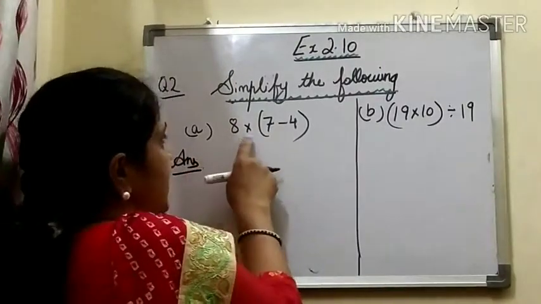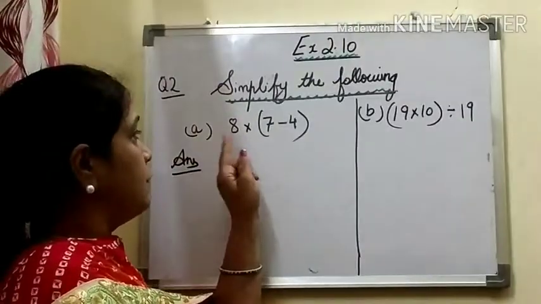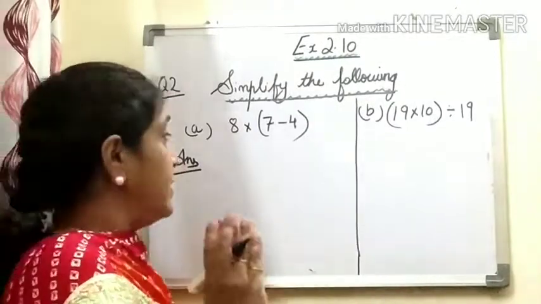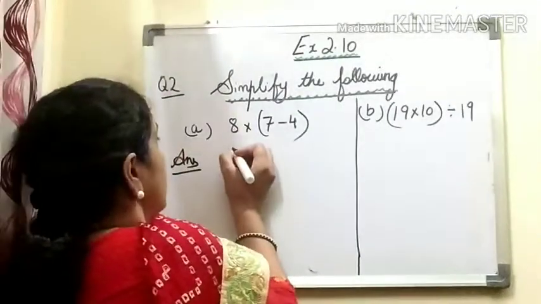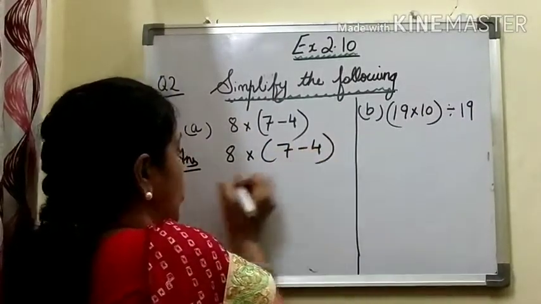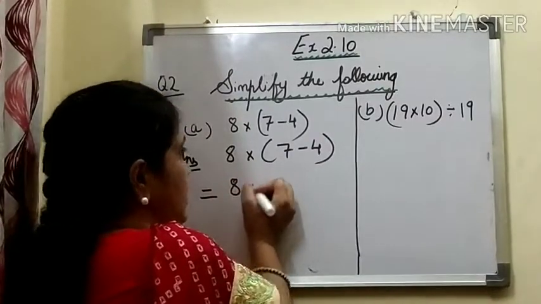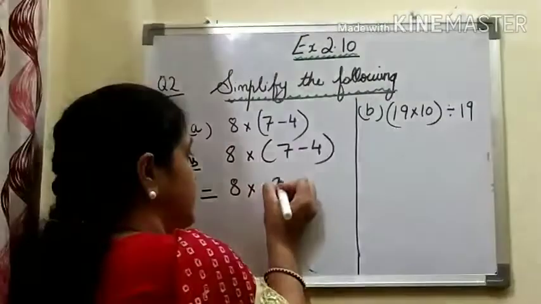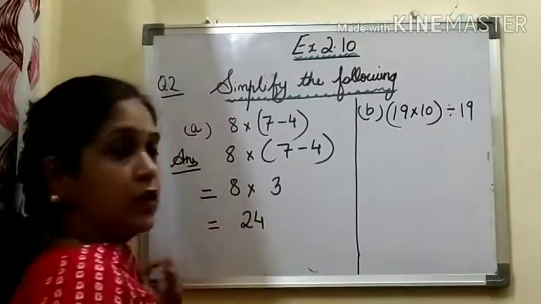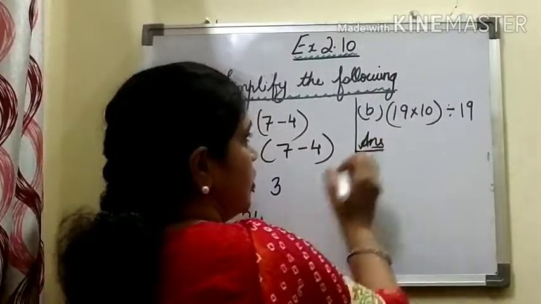For example, 8 into (7 minus 4). So what we have to do, if a bracket is there, then first we will solve whatever operation is inside the bracket. Write down the question first in the same form, then put the equals sign. Now 7 minus 4, how much is it? 3. 8 into 3 is equal to 24. You got the answer? Similarly here, B, I am solving.